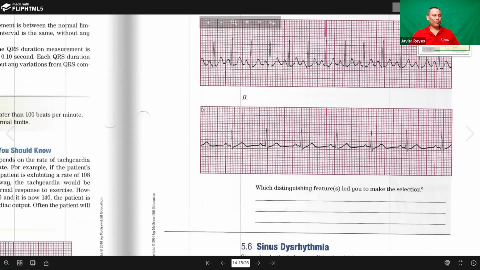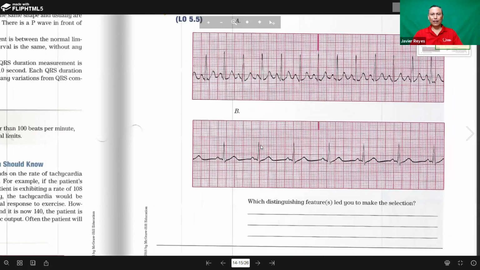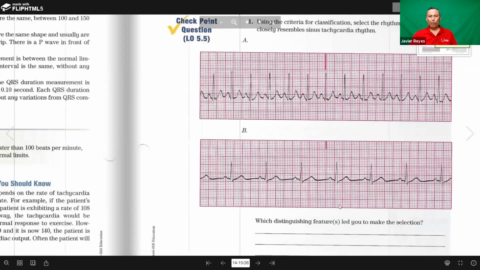Okay, look at this one. What's the next one? What does this one look like? Let's go to the criteria real quick.